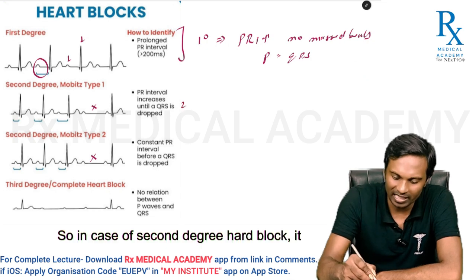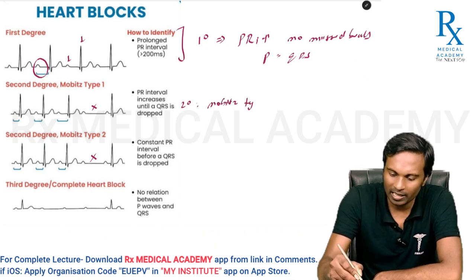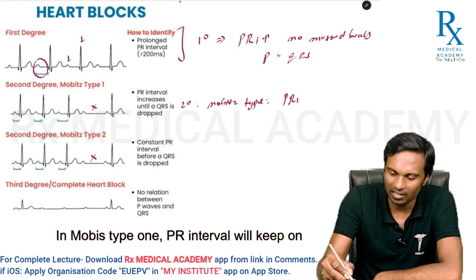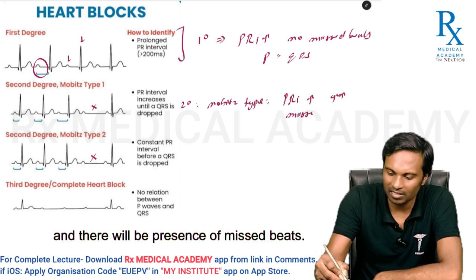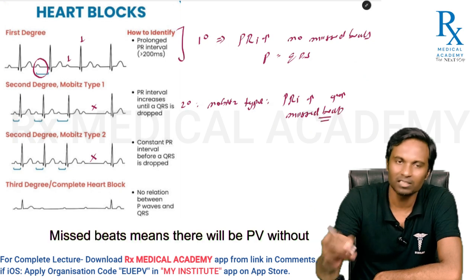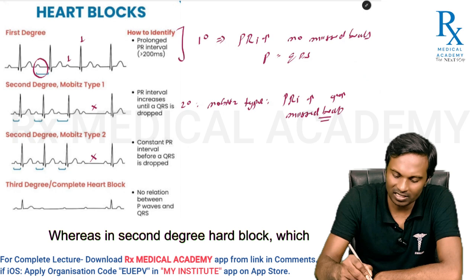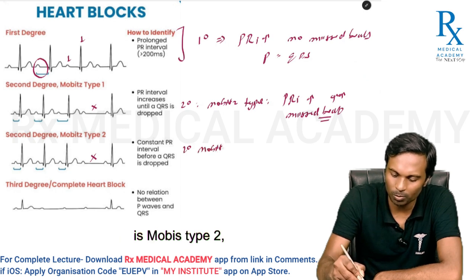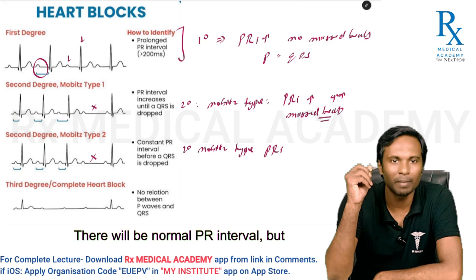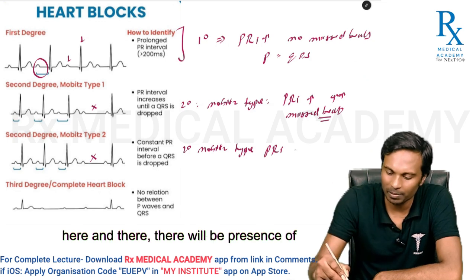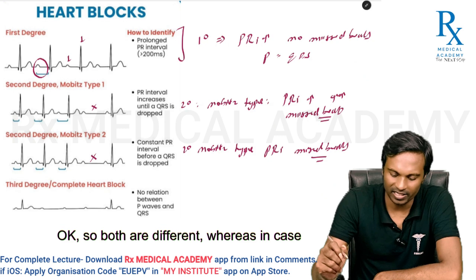So in case of second degree heart block, it can be Mobitz type 1. In Mobitz type 1, PR interval will keep on progressively increasing and there will be presence of missed beats. Missed beats means there will be P wave without any QRS complexes. Whereas in second degree heart block, which is Mobitz type 2, there will be normal PR interval, but there will be presence of missed beats. Okay, so both are different.